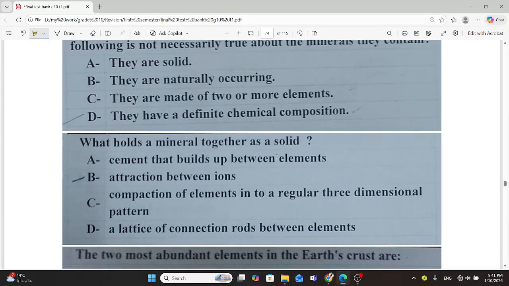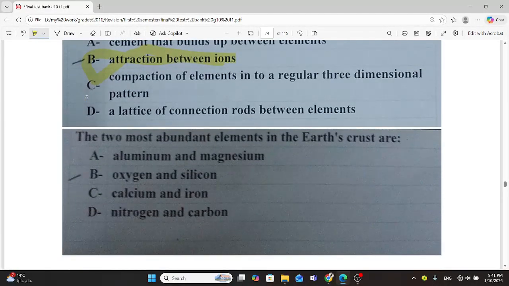The next question: what holds a mineral together as a salt? Naturally it will be the attraction between ions. Attraction between ions, so C is the correct answer. The two most important elements in the Earth's crust are oxygen and silicon.